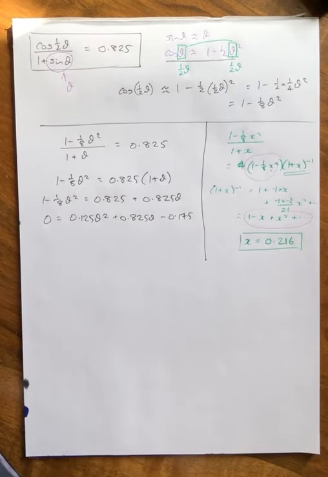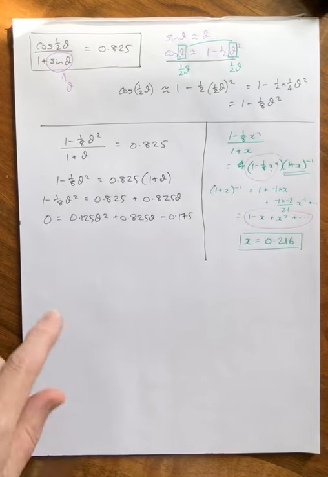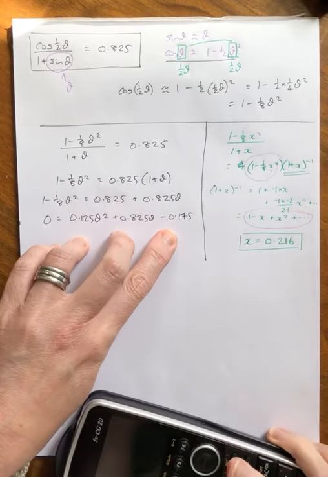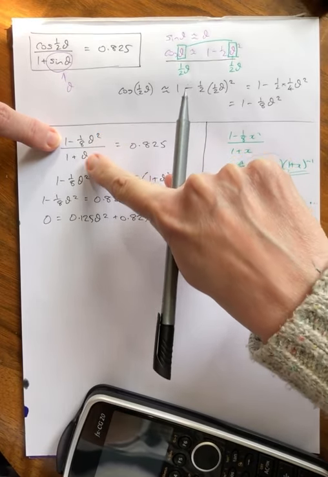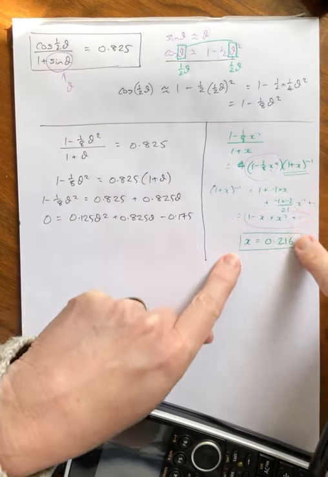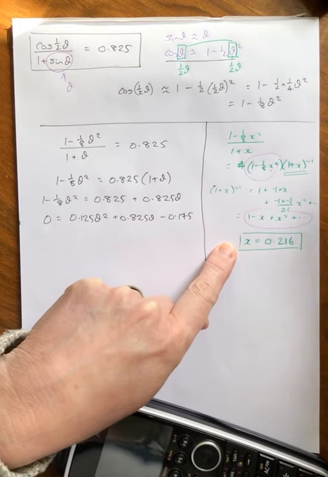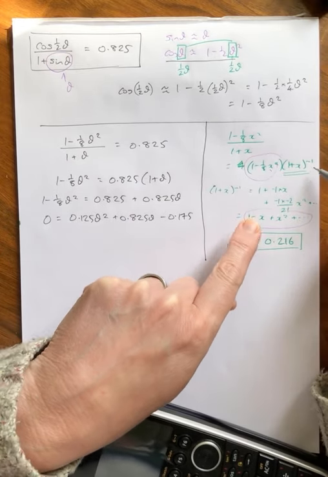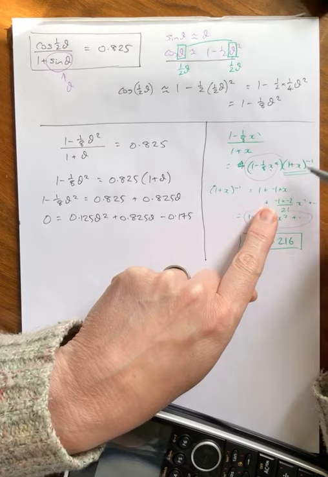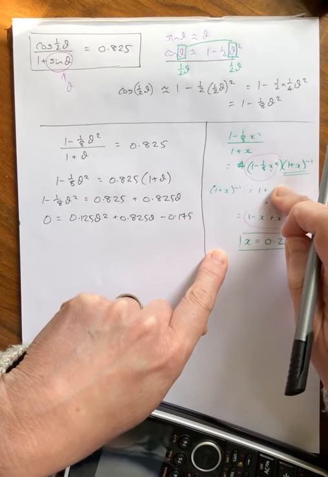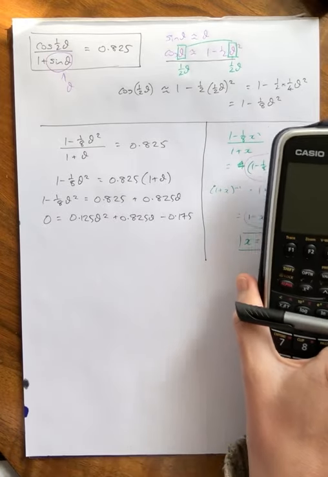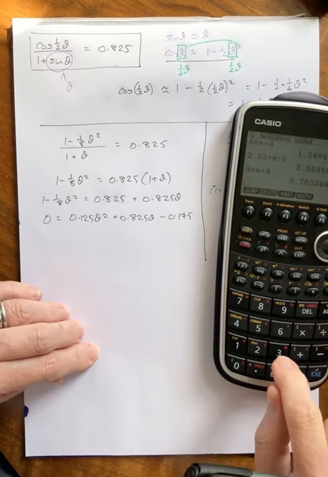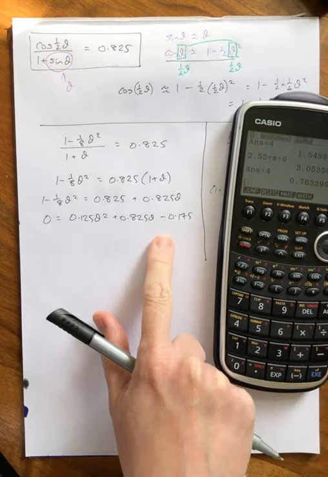Even though this is an approximation, because I approximated the sine and the cos of half theta using this method, by expanding this with the binomial you've introduced a second approximation. You've got an extra approximation there. So that's why that answer wasn't the answer that is given in the solutions.